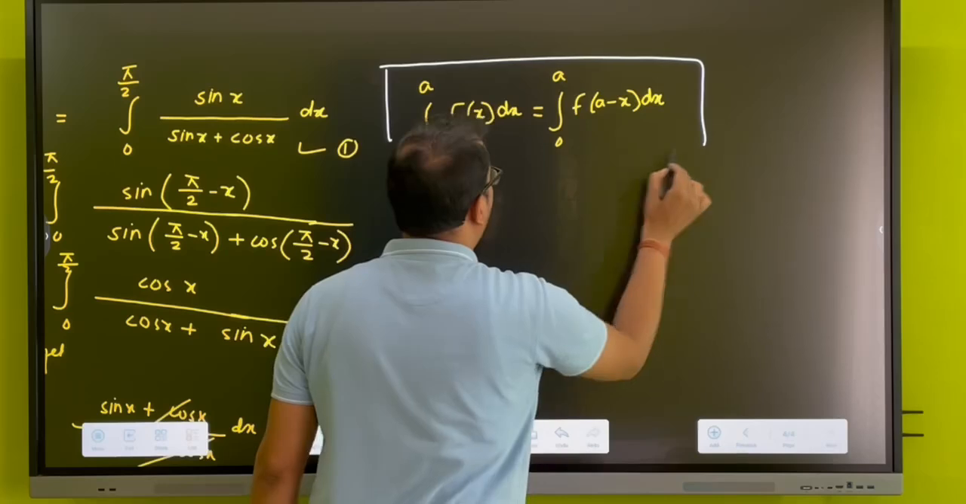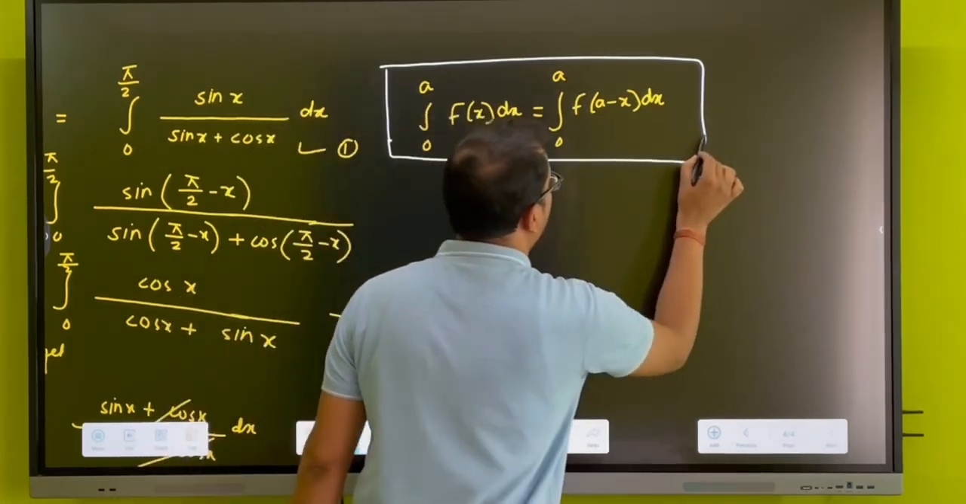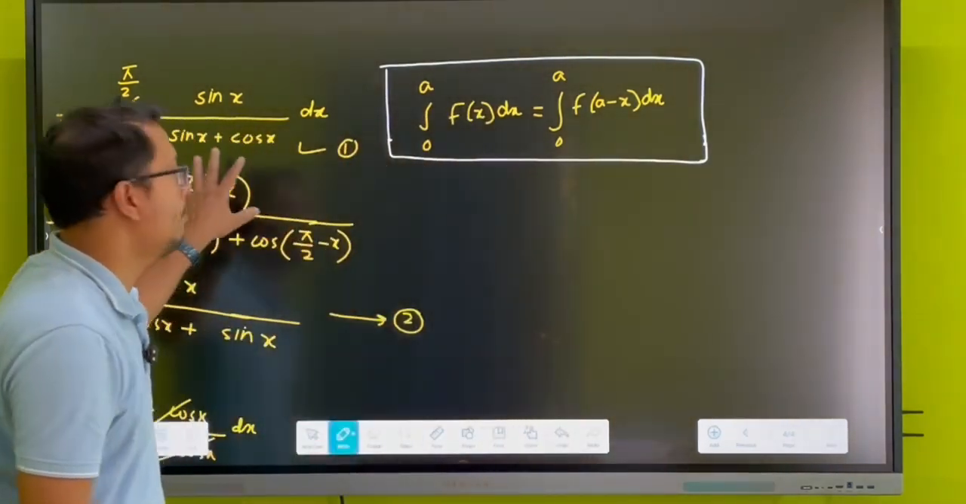So we have learned how to apply the property of definite integrals in this particular problem.